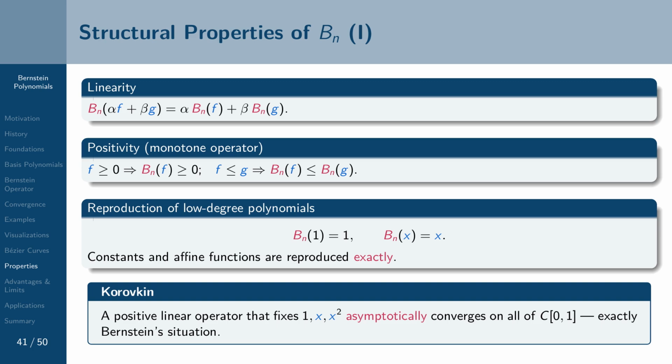Let us collect the operator's algebraic properties. It is linear in F, it is positive and monotone. Non-negative inputs give non-negative outputs, and it preserves the order between functions. And it reproduces low-degree polynomials exactly. B_n of the constant 1 equals 1, and B_n of x equals x; constants and affine functions pass through unchanged. This last fact connects to Korovkin's theorem. A positive linear operator that handles 1, x, and x squared well must converge on all continuous functions, which is exactly Bernstein's situation.